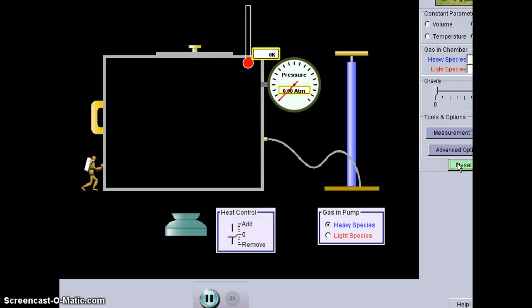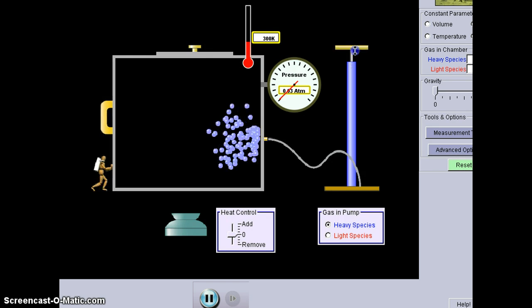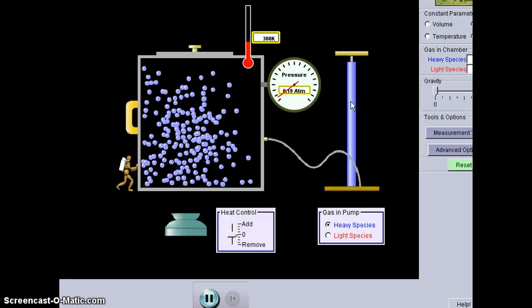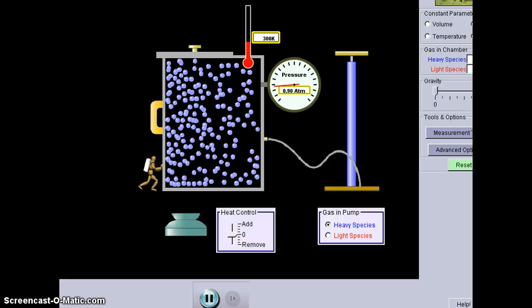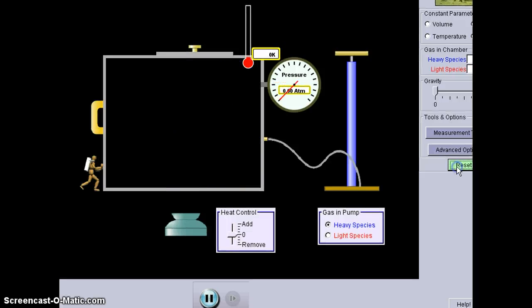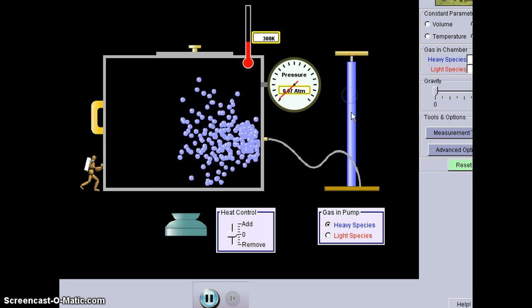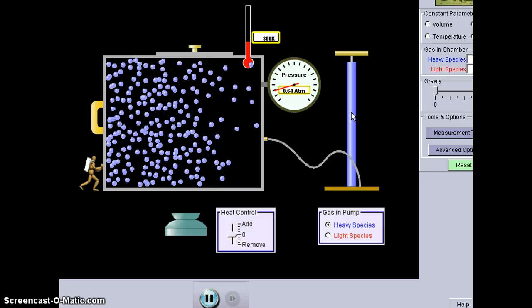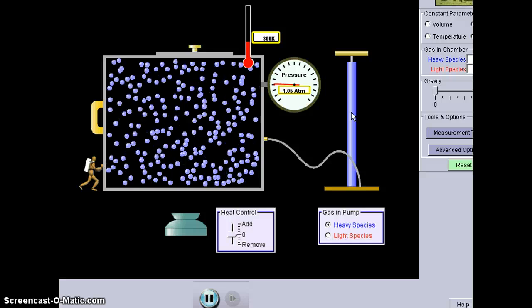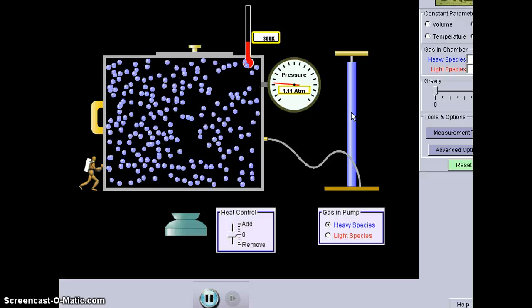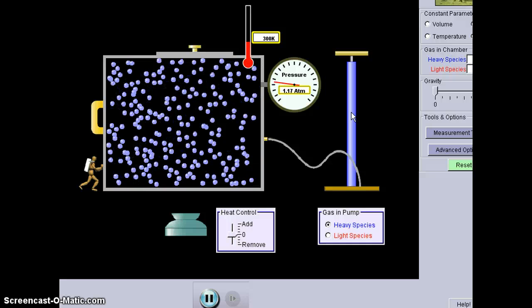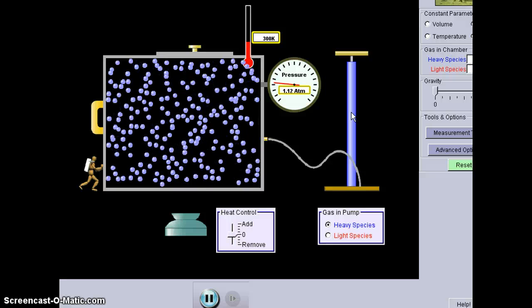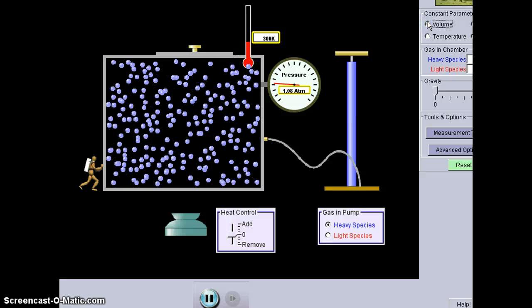So let's reset Scuba Steve again. I'm sorry about that, I didn't clear that. All right, let's reset him. Get the gas back into the container. And in this case, Scuba Steve isn't going to go anywhere. He's just going to hold steady and keep this box the same size. We're going to keep the volume the same.